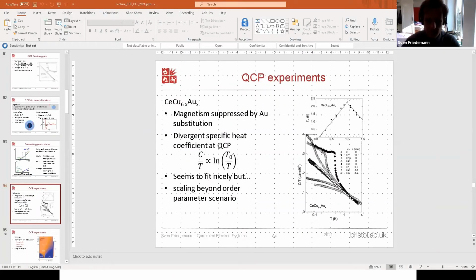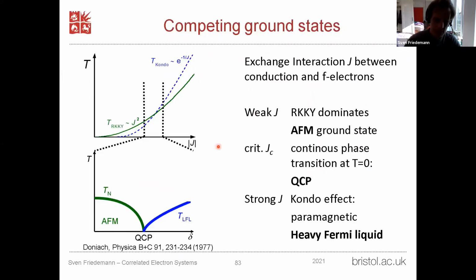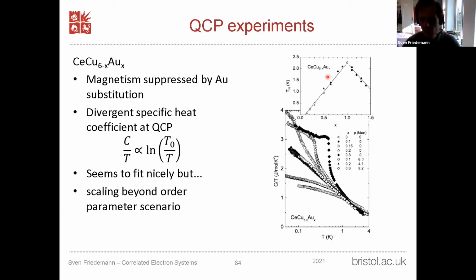So how can this be observed now in experiments? Let me show you some examples. This is an example of cerium copper 6 doped with gold, where some of the copper is essentially replaced with gold. This diagram shows the evolution of the ordering temperature. So it's antiferromagnetic below and paramagnetic above. Very importantly, you see that the ordering temperature here is 0 at a gold concentration of 0.1. So that means we expect a quantum critical point at x = 0.1, or 10% gold.